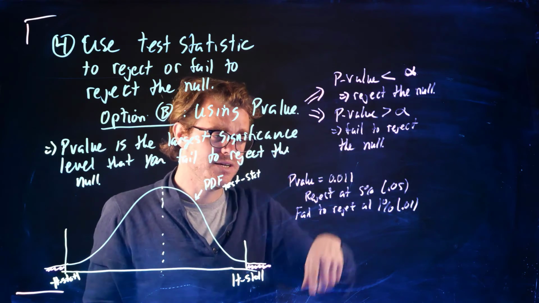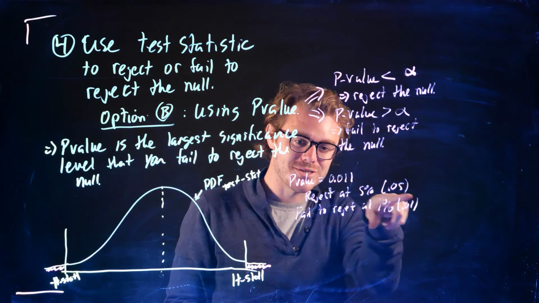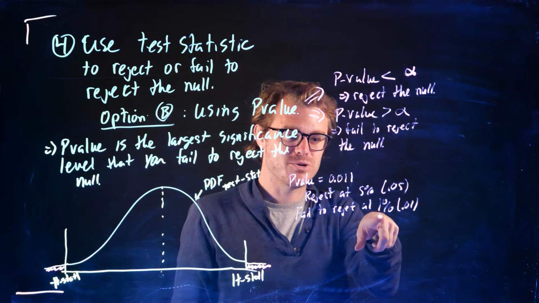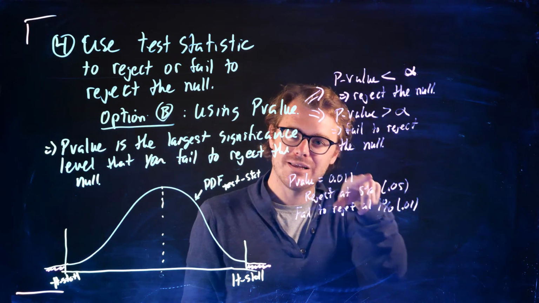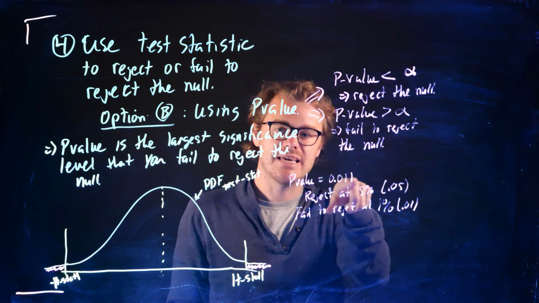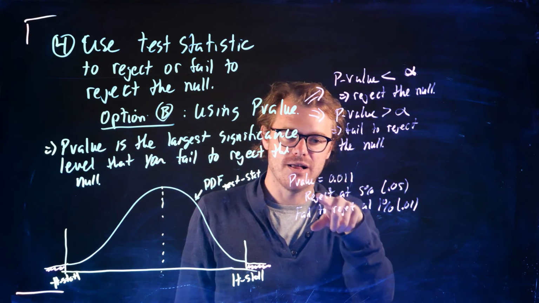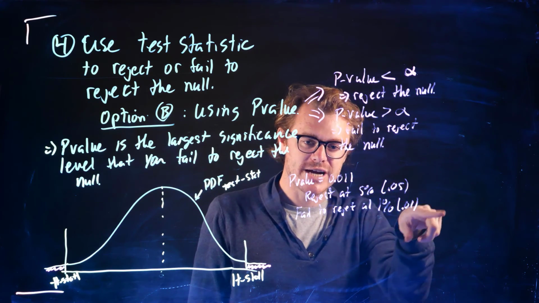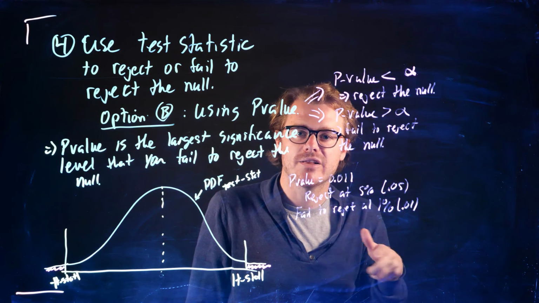All right, so notice that it's so close to this 1%. And if we just gave this as our conclusion, we're really losing some of the information that we've gotten: the fact that this is the largest significance level that would fail to reject the null at, as opposed to just rejecting and failing to reject at 5 and 1%. So there's more information when we calculate this p-value.